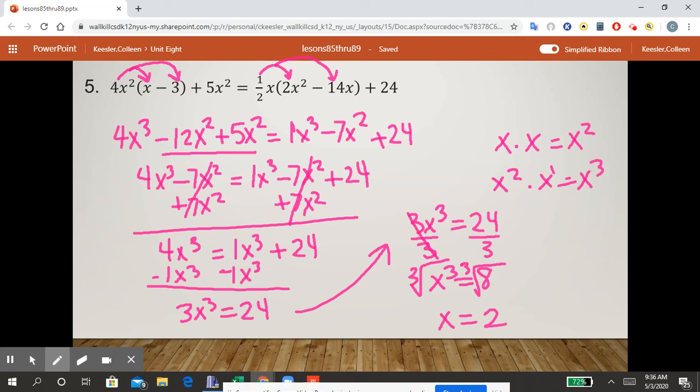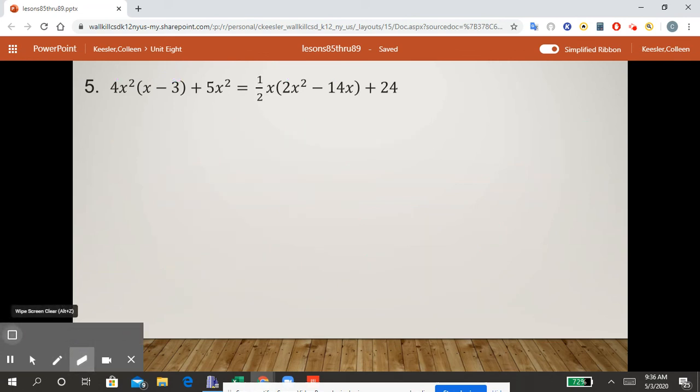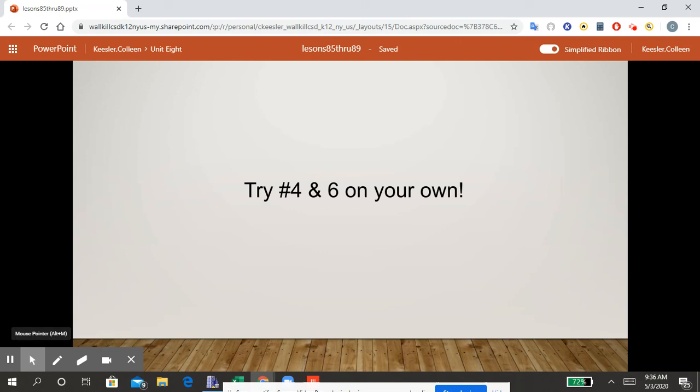All right, so we did lots of equations today. You guys are going to try some on your own. Numbers 4 and 6. Again, while you're working, be careful to show all your steps. Make sure you're not missing any of the terms, and I'll be around to help you guys out, of course. Good luck.